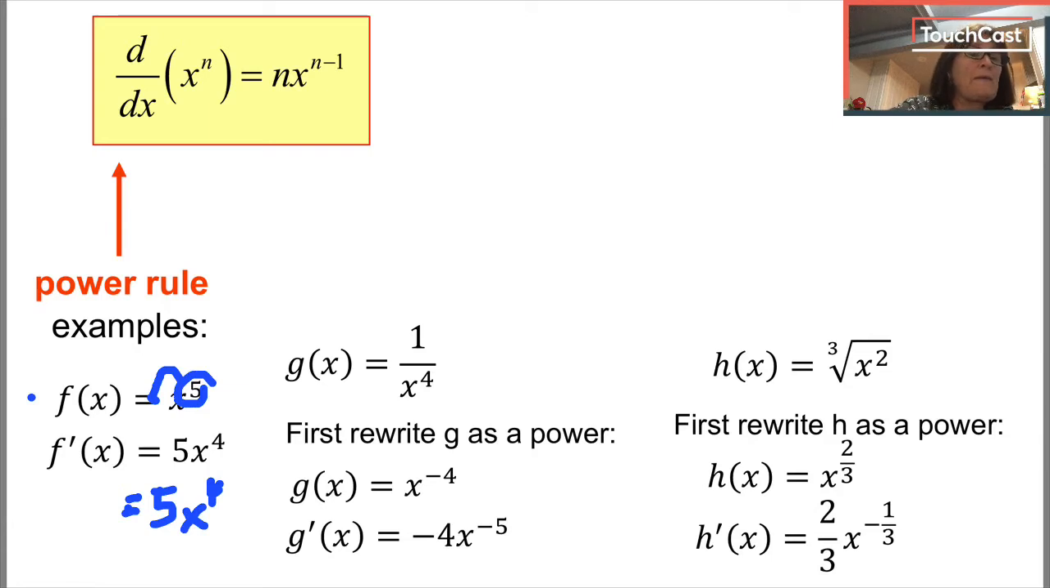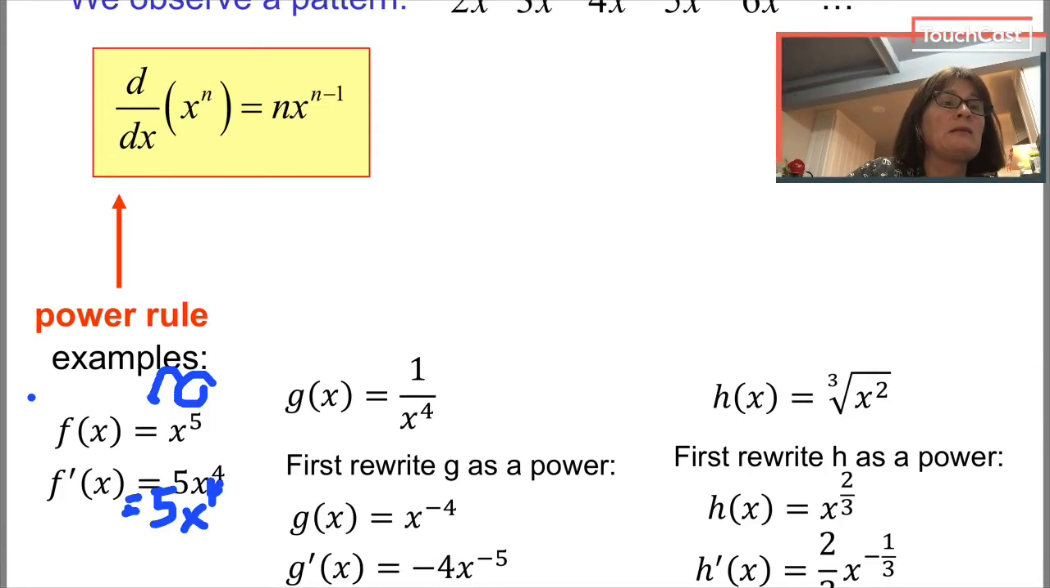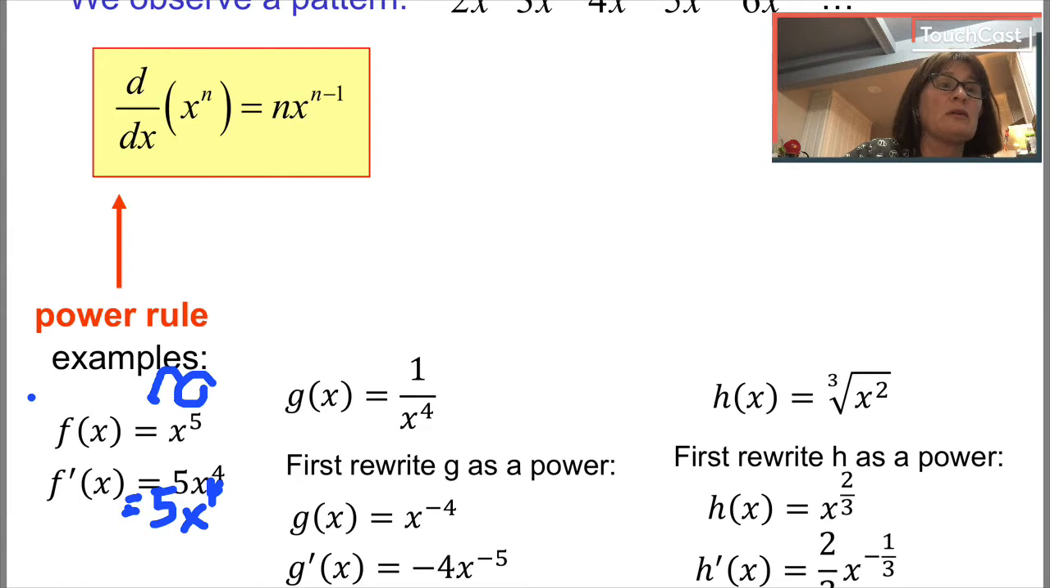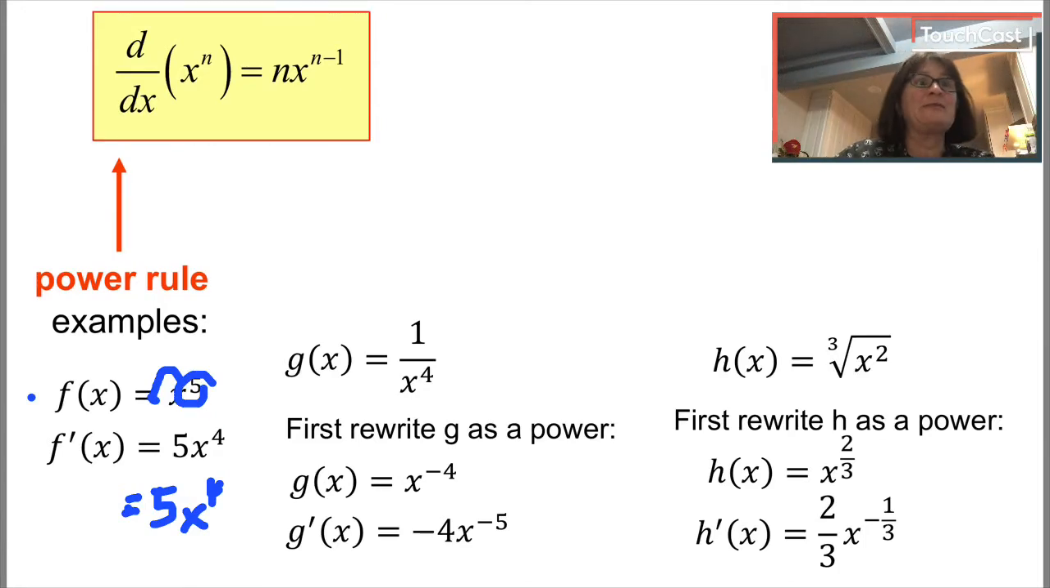So in your book, they split up this power rule into 3 different parts. But here's the important part. If you can write your function as x raised to an exponent, it doesn't matter how weird or unexpected that exponent is, you can use the power rule. So I can use the power rule as long as I remember my algebra 2, which is going to be critical to your success here. As long as I remember that I can rewrite 1 over x to the fourth as x to the negative 4.